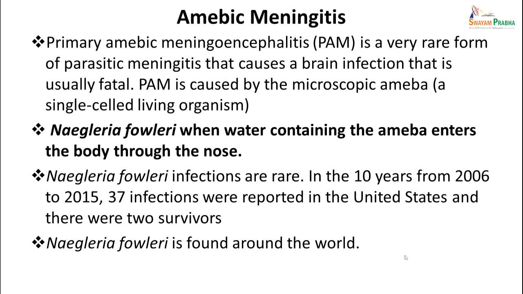Now, primary amoebic meningoencephalitis is a very rare form of parasitic meningitis that causes a brain infection that is usually fatal, like I told you earlier. It is caused by microscopic amoebae, which are single-celled living organisms. Now, Naegleria fowleri, how do they cause infection? They cause infection when the water containing the amoeba enters the body through the nose. These infections are rare. In 10 years from 2006 to 2015, barely 37 infections were reported in the United States, and there were only 2 survivors. You can imagine the case fatality of these cases. But it is seen to be found around the world.